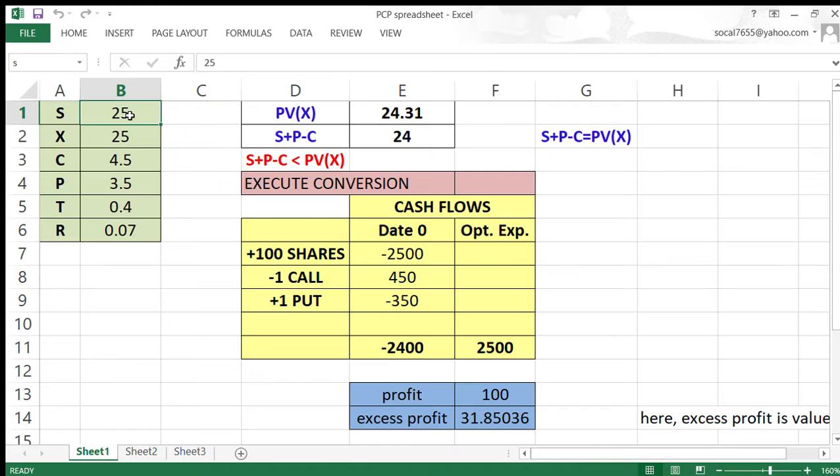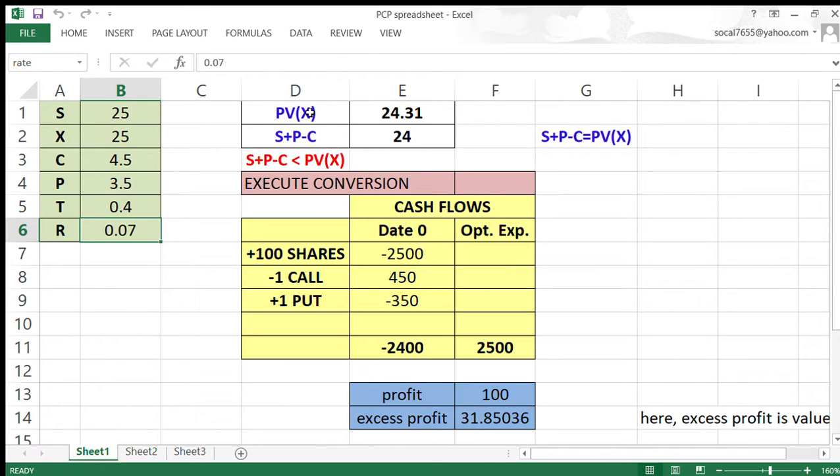Stock price is assumed to be 25. Strike price for the option is 25. The per share value of the call is 450. Per share value of the put 350. Time remaining until expiration is 4/10 of a year, and the risk-free rate in continuously compounded return form is 7%. So, given these assumptions, let's see if put-call parity holds.